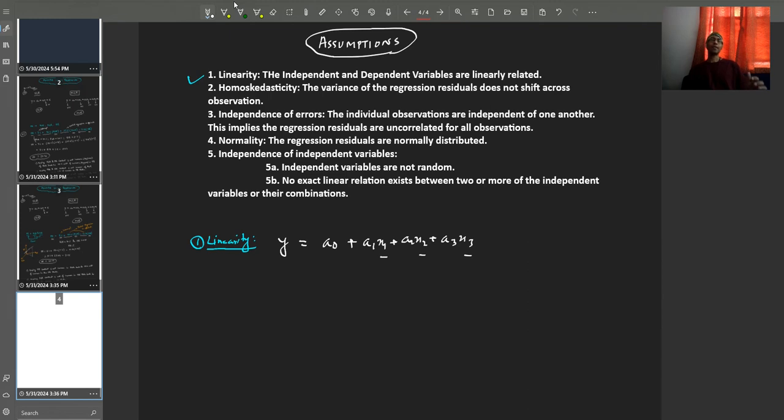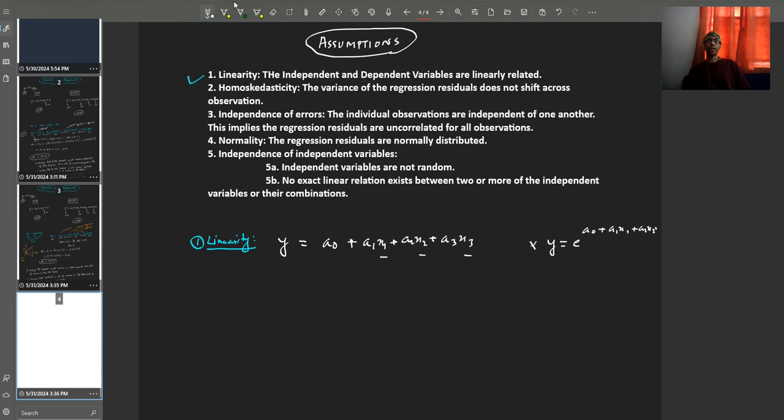Now what is a non-linear relationship, friends? Let's say if y was like this, y is equal to e to the power a0 plus a1x1 plus a2x2 plus dot dot dot.